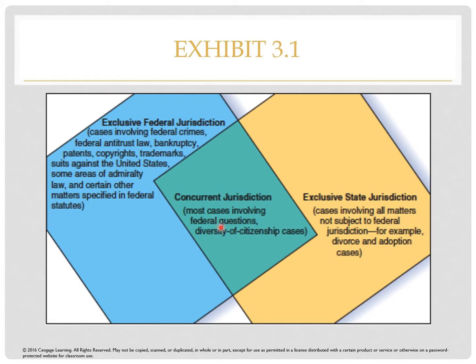And then there's diversity of citizenship, where the plaintiff is a resident of one state, the defendant is a resident of another, and it technically could even be, in most cases will be, a state law claim, but one of the parties is a resident of a different state and the amount in controversy exceeds $75,000. So if this were to scale, exclusive state jurisdiction would be huge, exclusive federal jurisdiction would be much smaller, and concurrent jurisdiction would be the smallest of the bunch.